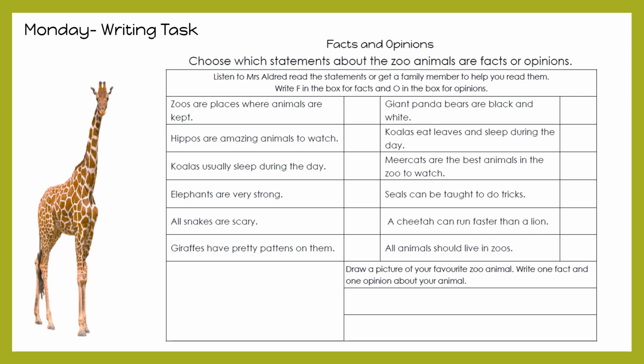Right, the last part, you can see on our left-hand side there's a box there. I'd like you to draw a picture of your favourite zoo animal. Then in the two lines next to it, I want you to write me one fact and one opinion about your animal.